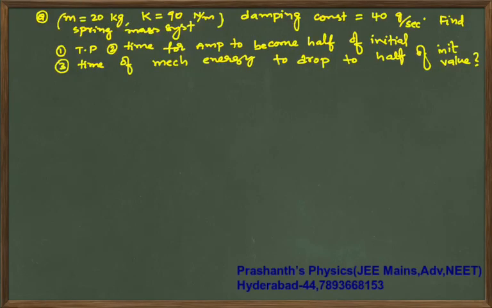So you have a question like this. Basically you have a spring mass system whose mass is 20 kg, spring constant is 90 Newton per meter, and your damping constant is 40 gram per second. You are supposed to find the time period, the time for amplitude to become half of the initial value, and the time for energy to drop to half of the initial value. So this is your question. Try this question.